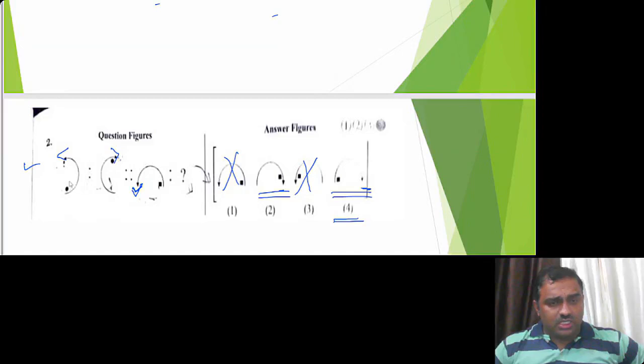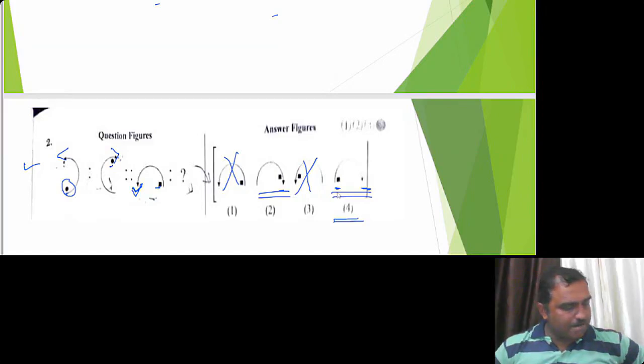Now see about this circle. The circle was down, the circle went up. So here, the circle is at the right side. Now it will go to the left side. Where it is at the left side, it is here. So option number 4 is the correct one. Got it, everyone? Hello, everyone. Have you got it?